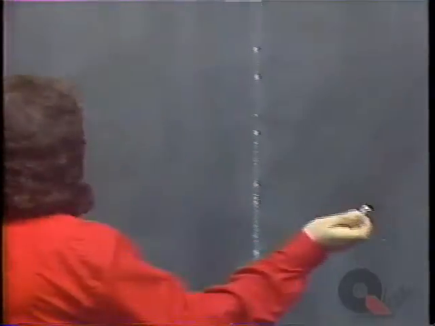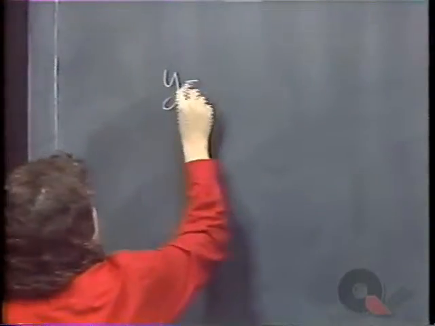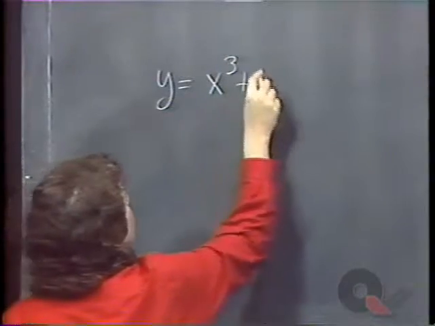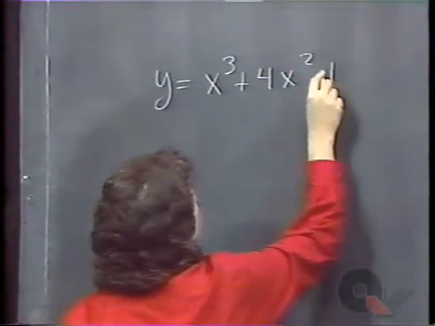In this video, we're going to be studying implicit differentiation. Now, in all of our earlier videos on differentiation, y was given to us explicitly as a function of x. For example, y equals x cubed plus 4x squared plus 7.